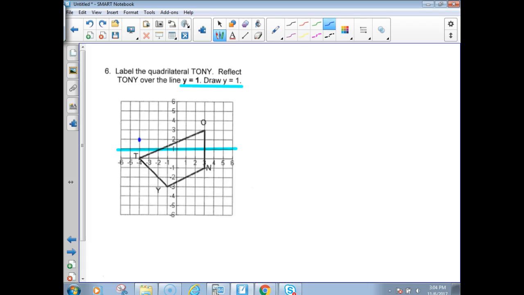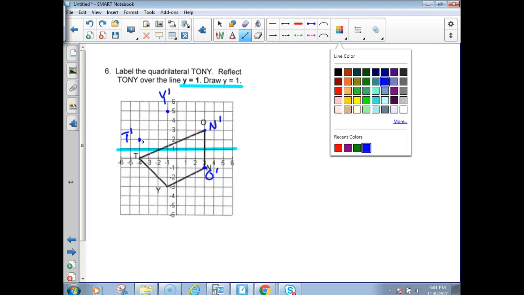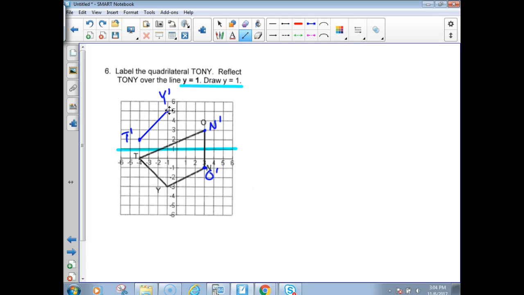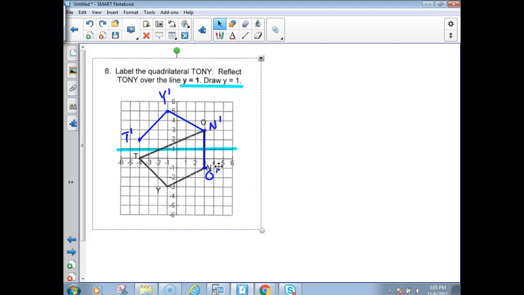T is 1 below, go 1 above for T prime. O is 2 above, go 2. Oh, O and N just trade places. And then Y is 4 below, so Y prime is 4 above. Make sure you're counting from the blue line. Did I forget to reflect one of them? No, I got to connect the T.